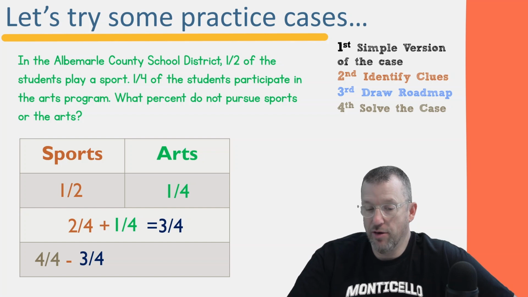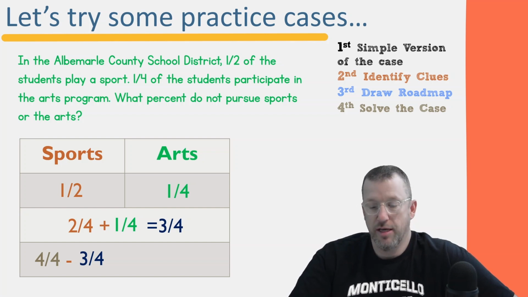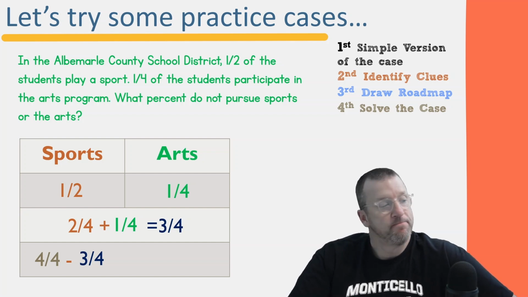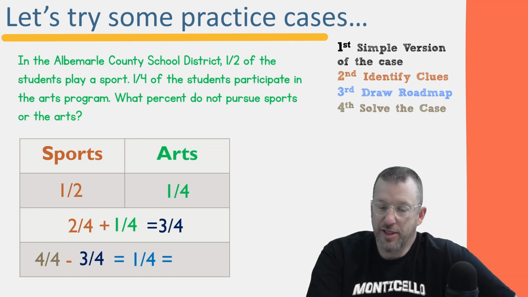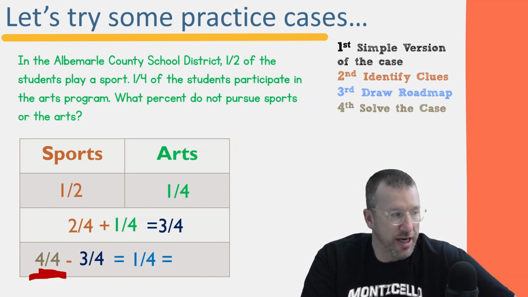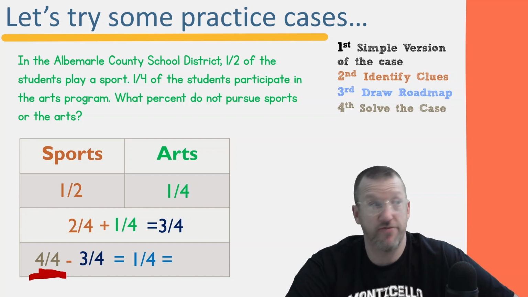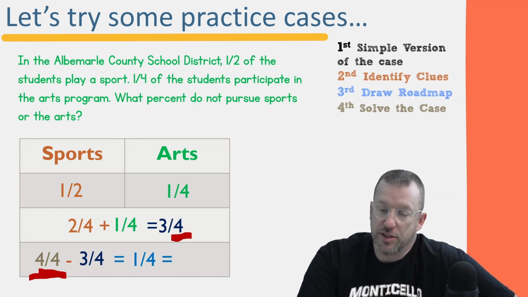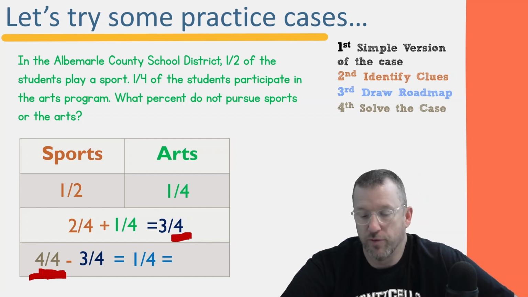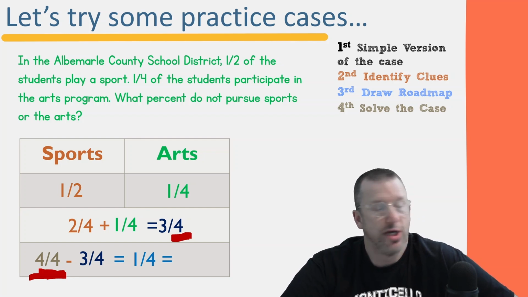All right, so now we know if I had 4/4 of the school district, all of them, and 3/4 of them play arts or play sports, what's left over? Well, it's 1/4. Now why did I choose 4/4 here? I could have put any number over top of it. It could have been 7/7, 52/52. I could have just put a 1 there. But since my answer was in fourths, I wanted my whole to be in fourths. So that's why I put 4/4. So it's easier to subtract. If I have 4/4 and I get rid of all the arts and sports characters, I have 1/4 left over.